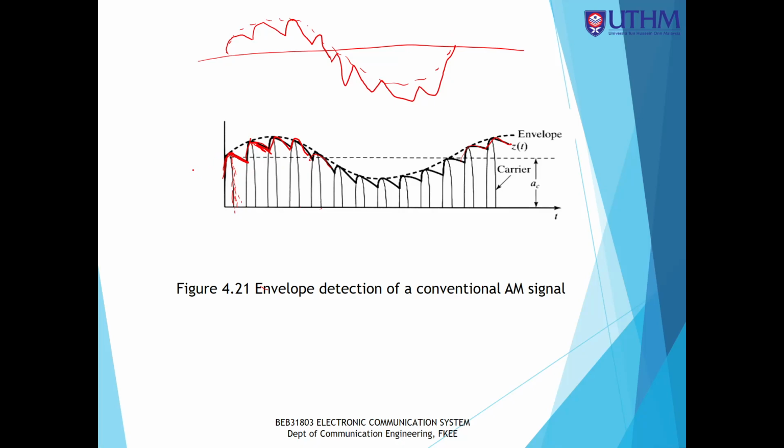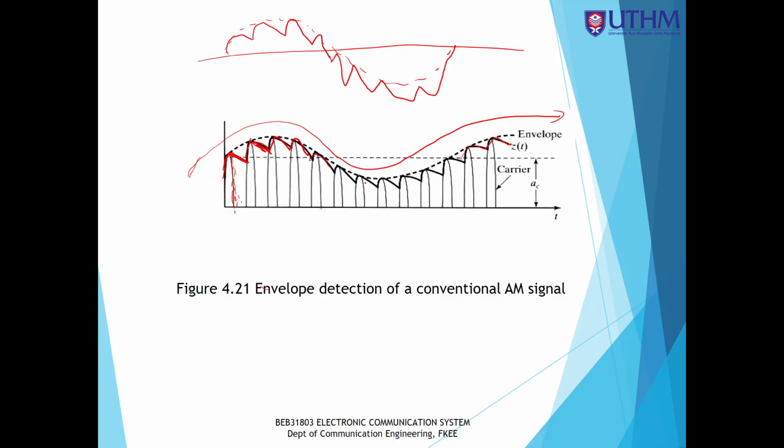So the shape here follows a sine wave. You see that the shape here follows a sine wave, but it is not smooth. It looks like a sawtooth like this. It is not smooth due to the charging and discharging process, so the output signal is not smooth. It's not a smooth sine wave.